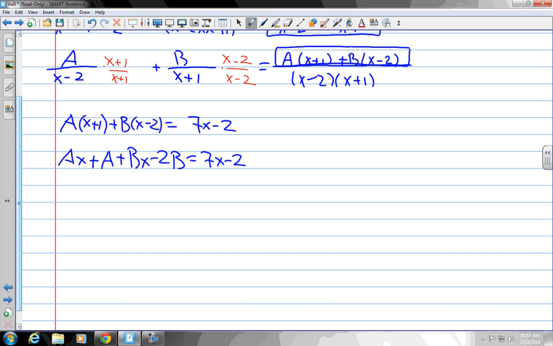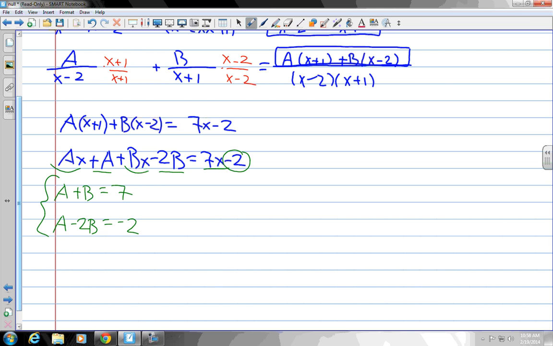So this means that Ax plus Bx equals 7x. There's no other way to get 7x but by adding A and B. So that means that A plus B equals 7. It has to happen like that. Do you agree with that? And also A minus 2B, those are the constants, has to equal negative 2. So A minus 2B equals negative 2. So that's a system, two equations, two unknowns.